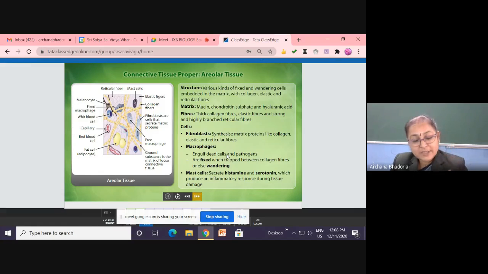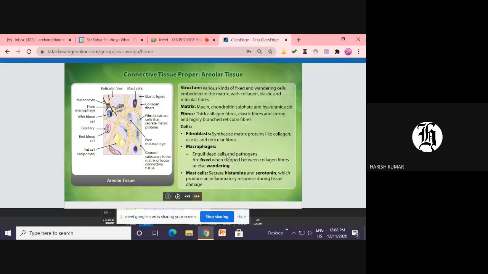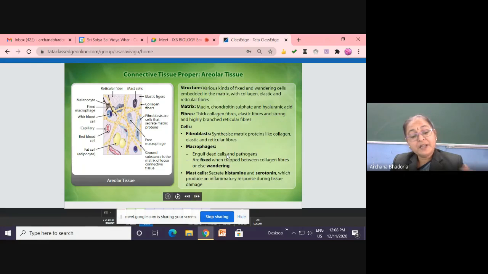Areolar tissue has 3 components: one is matrix, one is cells, one is fibers. Ma'am, he is asking where areolar tissues are located in the body. Areolar tissues are located between the different organs and help in packaging of the different organs. Done? Yes, ma'am. Okay, now third one, write down the mast cells.